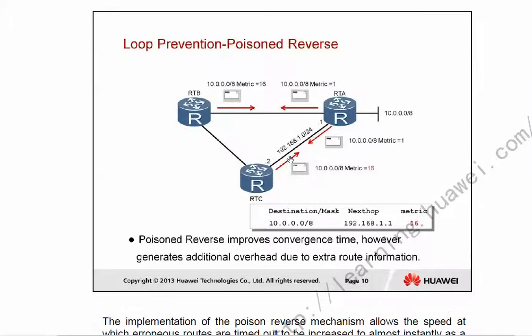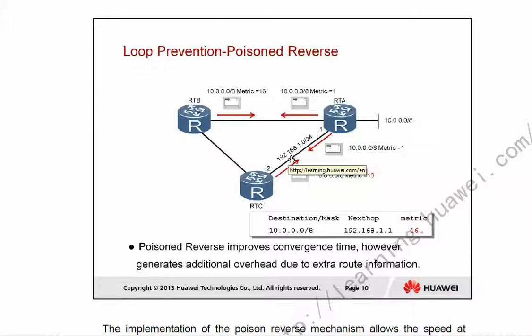Poison reverse. Poison reverse is another mechanism to prevent RIP loops. Once RIP detects an invalid route, it will advertise this route with the metric set to 16 and inform other RIP routers that this route is invalid and not reachable.